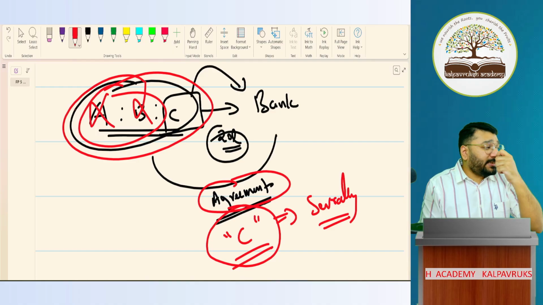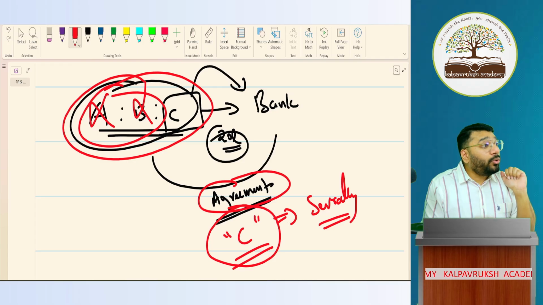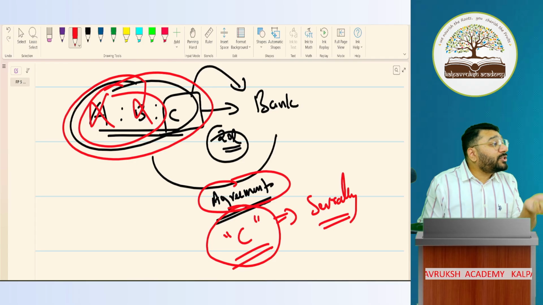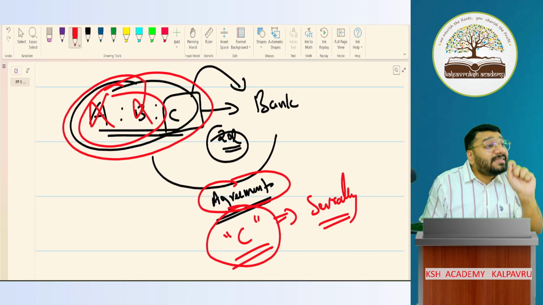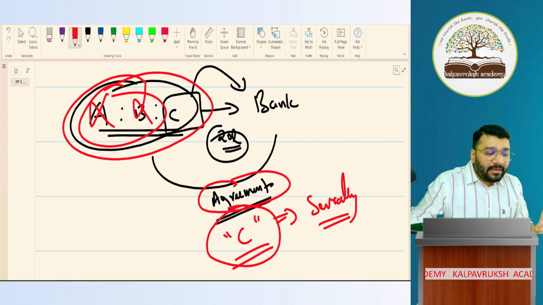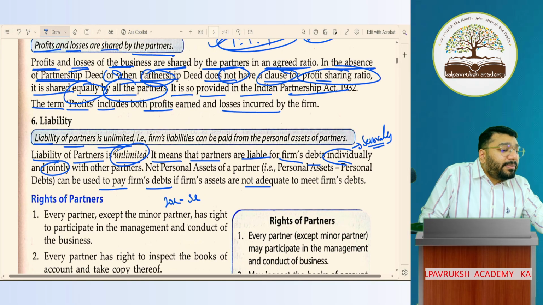So in that case, were all the shareholders or all the partners jointly liable for this loan? No. The exclusive liability was on the head of Vijay Mallya. So that is called individual liability, or severally liable. Got it, not got it? The word severally means individually. So here, what they've told us is that unlimited liability means it's a process where the partners are liable for the firm either individually, meaning severally, or jointly with the other partners.